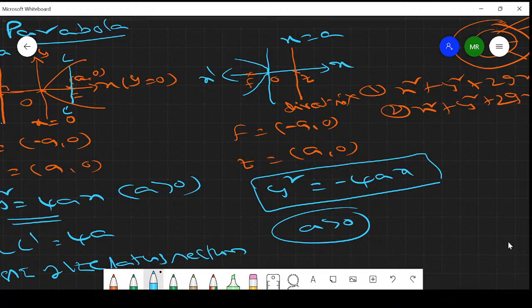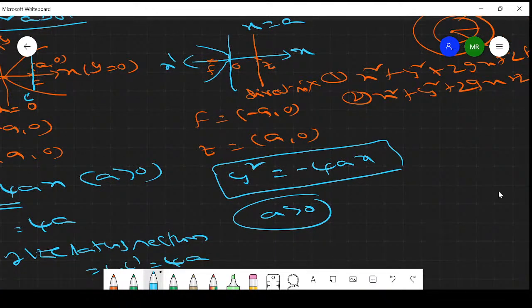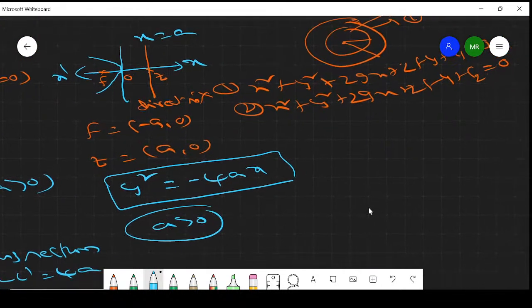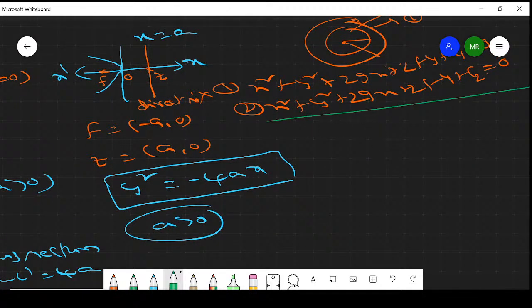Now you can see here, taking the upward parabola. What is an upward parabola? When I am talking about the upward parabola, the parabola I can write.